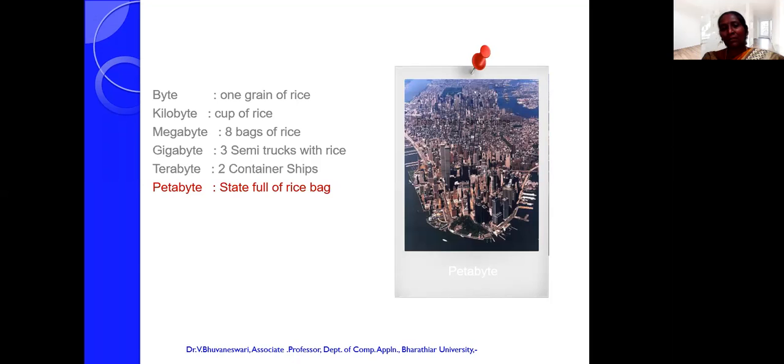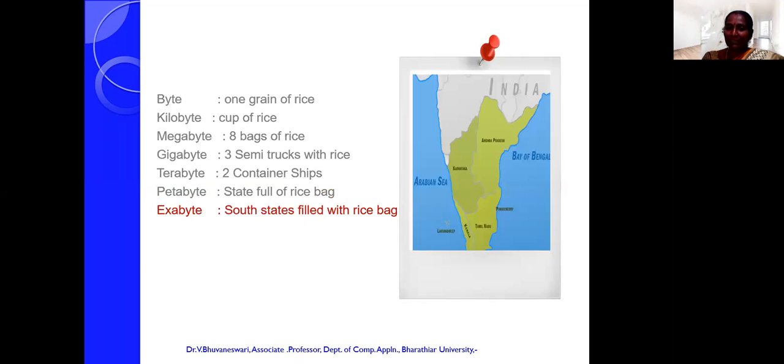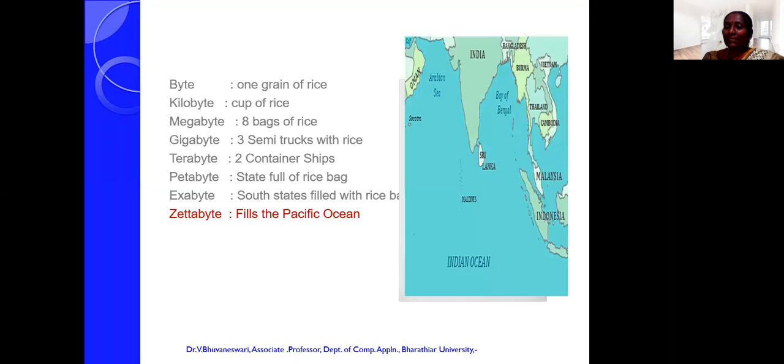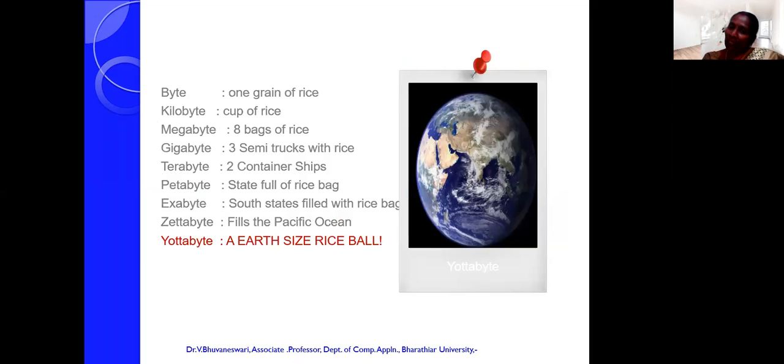Petabyte is a state full of rice bags. Exabyte is southern states filled with rice bags. Zettabyte fills the Pacific Ocean. See, from 2020 to 2040, it is predicted that data volume will increase to zettabytes. It fills the Pacific Ocean. Yottabyte, earth full of rice.